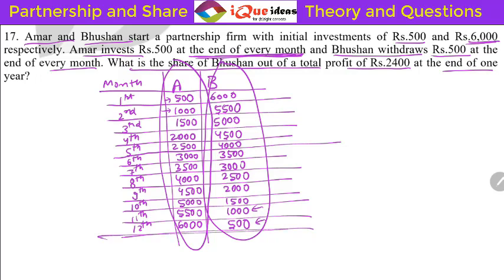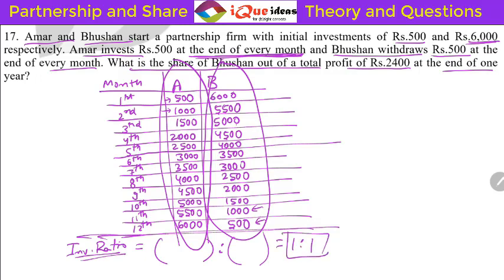One way is you can calculate their investment ratio. How will you calculate the investment ratio? I'll show you that also. For the investment ratio, you need to multiply investment and time. So for A, 500 into 1 month, 1,000 into 1 month, 1,500 into 1 month, 2,000 into 1 month, and so on. Similarly for B, 6,000 into 1 month, 5,500 into 1 month, 5,000 into 1 month, and so on, because every investment is for 1 month. So from the calculation also, you'll be able to see that it is 1:1.